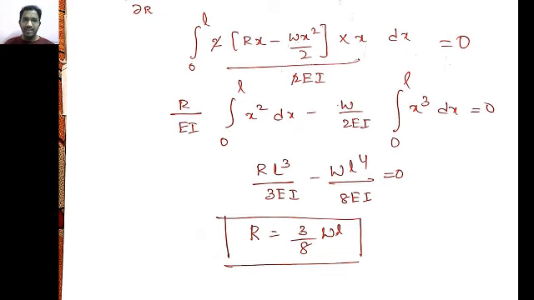When you separate the R, that is the unknown or redundant reaction, we get 3 by 8 wL. So this is the unknown reaction for a propped cantilever beam carrying a uniformly distributed load.